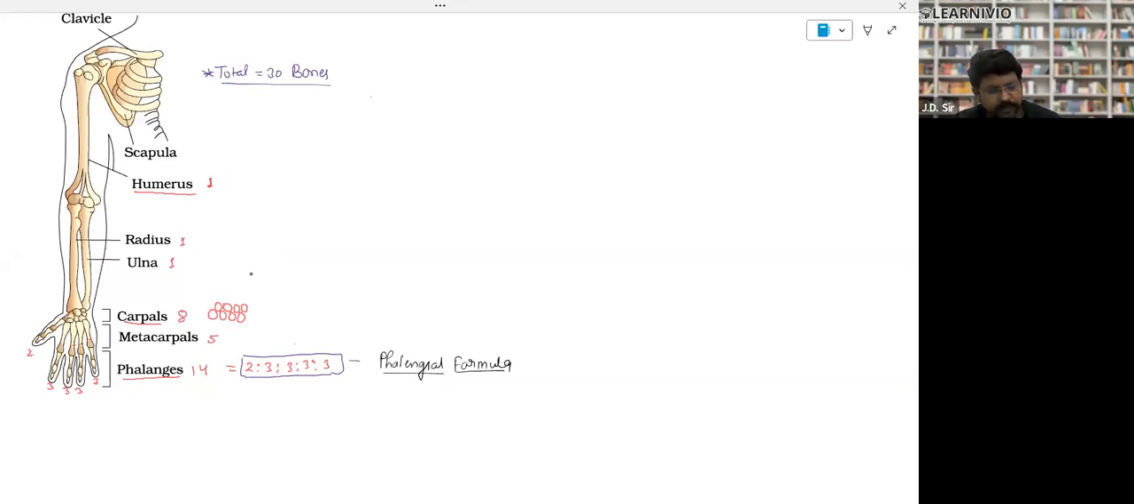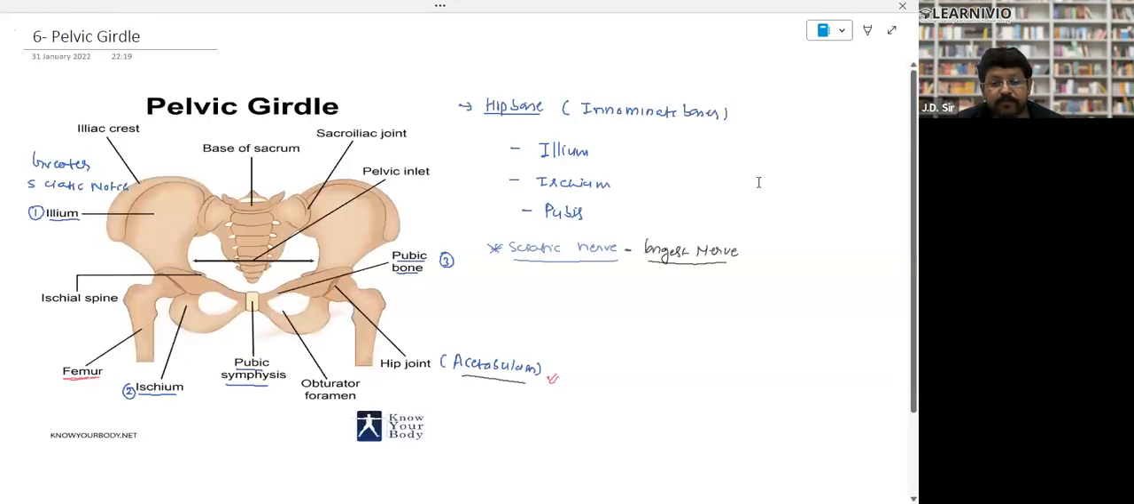The rest is phalangeal formula. Phalangeal formula, write it down. You must write it down. Is that clear? Tell me, Rabia and Aisha, both of you. Yes, sir. Remember what I am telling you, that what are the questions, because bones you will frequently forget.